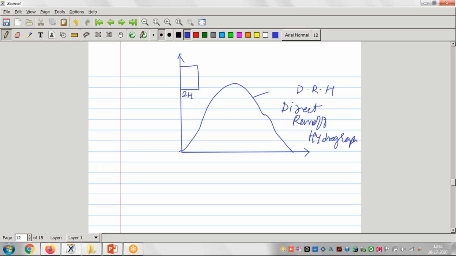Suppose it is given for 2 hours, and here this is the excess rainfall. This excess rainfall may be 1 centimeter, 2, 3, 4, or maybe 5 centimeter. It may be of any depth of rainfall, right? On the x-axis we have time, and on the y-axis we have Q, that is in meter cube per second.